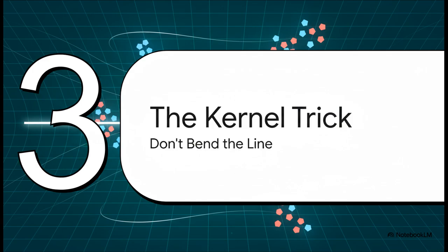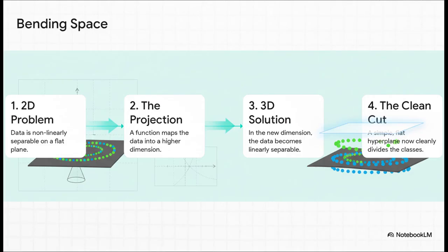The philosophy here is just profound. Don't bend the line. Bend the space the data lives in. Let's really see how this works. We start with our impossible to separate circular data, sitting there on a flat 2D sheet of paper. Then, we apply a mathematical transformation.